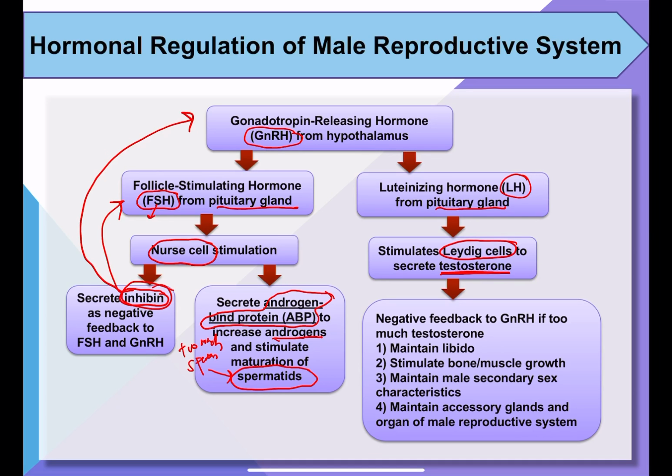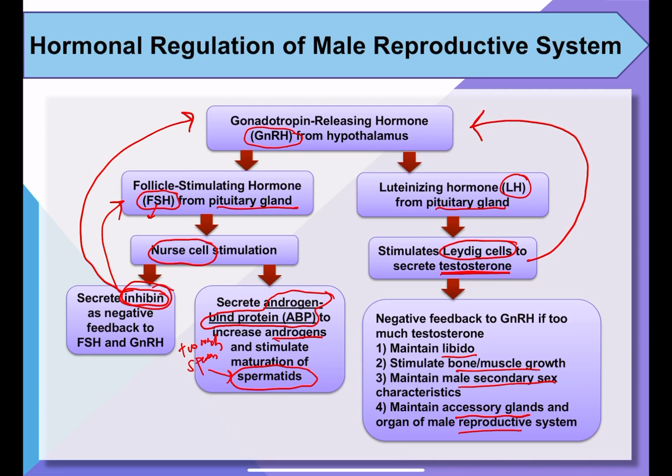Remember those Leydig cells that lie around the seminiferous tubules, and testosterone will do a couple of different things. They maintain libido, stimulate bone and muscle growth, maintain male secondary sex characteristics, maintain accessory glands and organs of the male reproductive system. Now, they will also negative feedback to GnRH if there is too much testosterone.